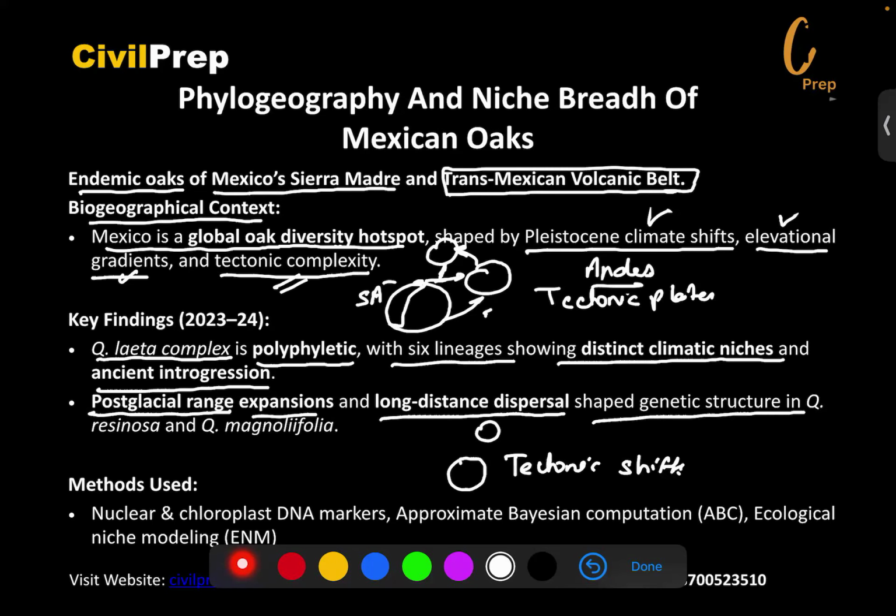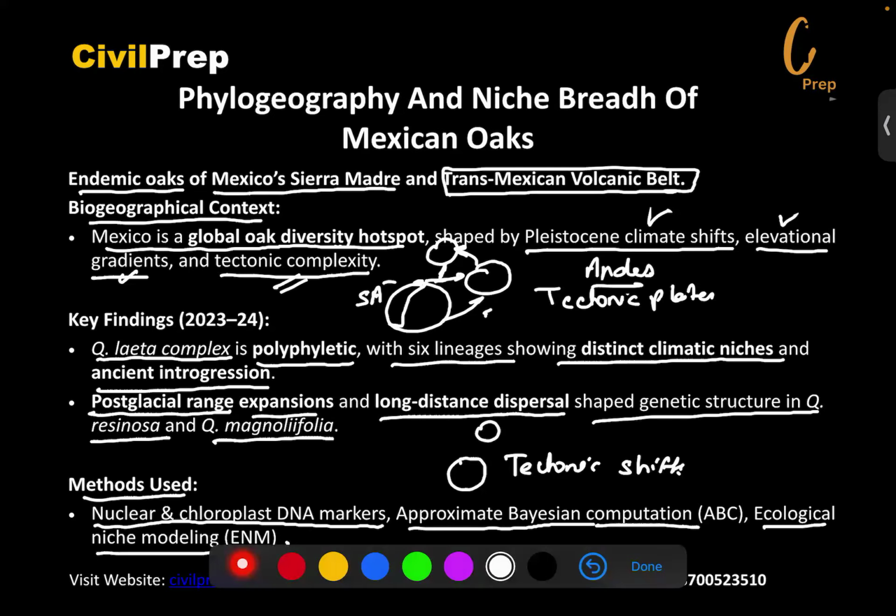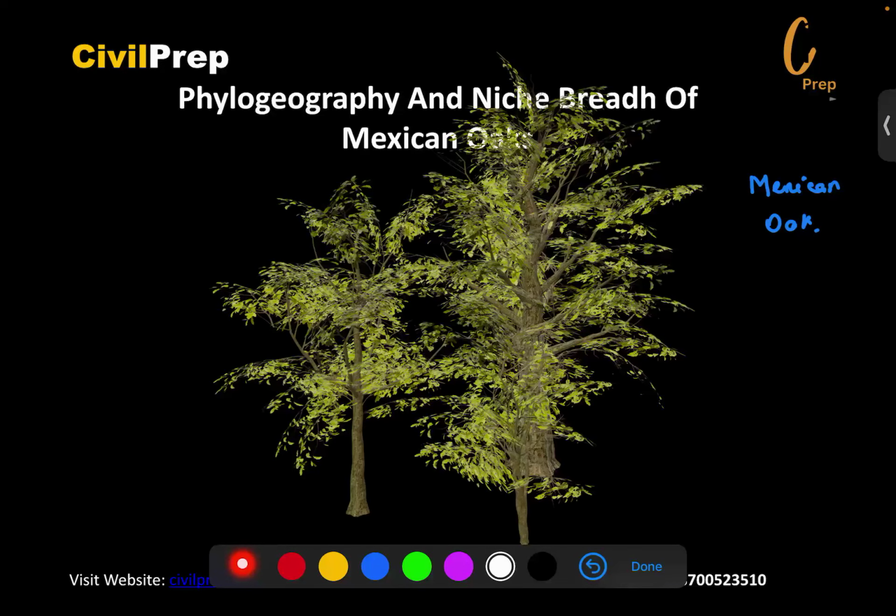Shared genetic structure in Q. rugosa and Q. magnoliifolia. Okay. Now, the methods used for the identification of the species are nuclear and chloroplast DNA markers, approximate Bayesian computation, and ecological niche modeling, which have been used here for the marking of this species. So here we see that this is one of the Mexican oaks.